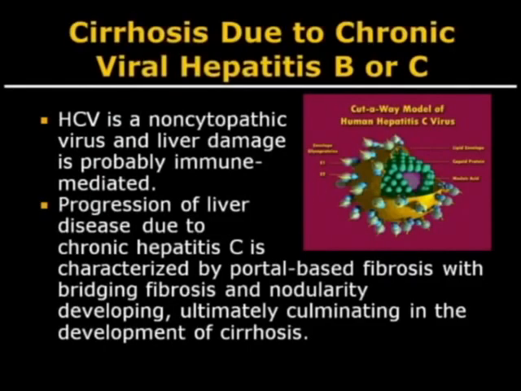Progression of liver disease due to chronic hepatitis C is characterized by portal-based fibrosis. Fibrosis around the portal area, with bridging fibrosis and nodularity developing. In between the portals, there are bridges of fibrosis, and there are nodules, ultimately culminating in the development of cirrhosis.